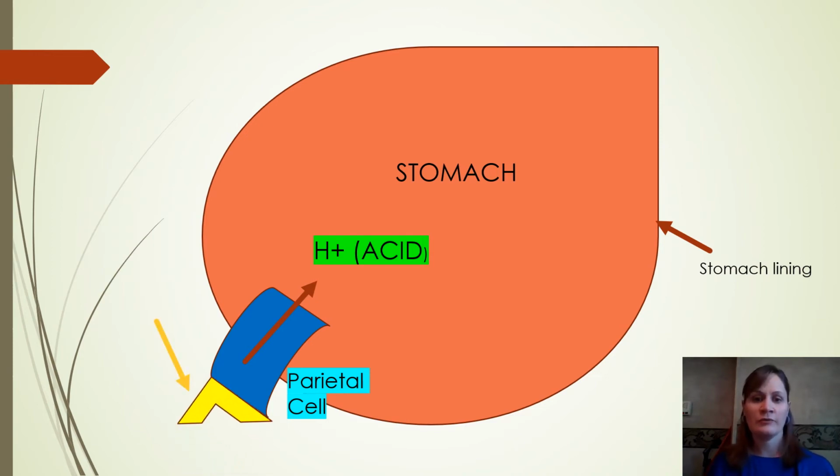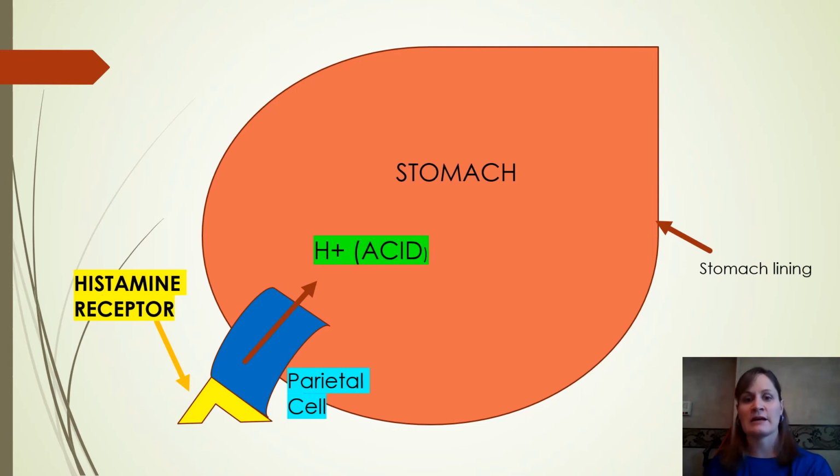And now there is also this yellow shape, which is a histamine receptor, okay? That is going to be responsible for histamine, that when the stomach is stimulated, when there's eating going on, histamine is going to connect to this receptor and it stimulates the parietal cell even more to secrete that acid and produce that acid, okay?